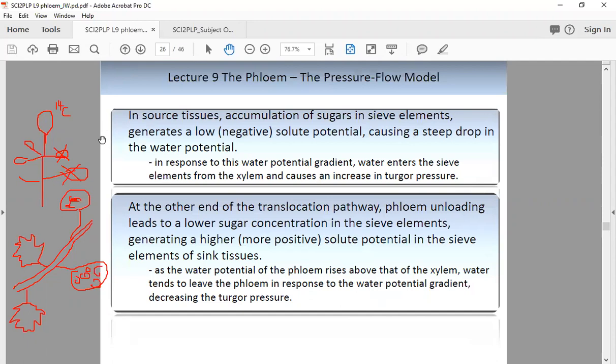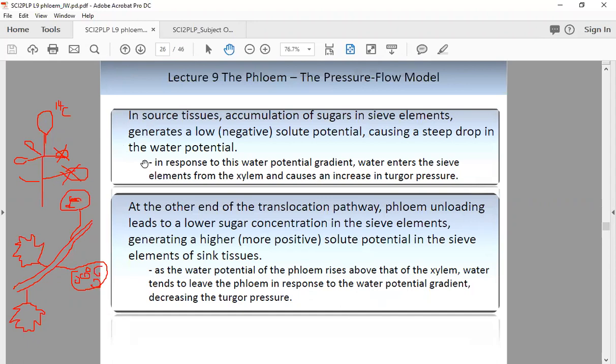So this slide and the next one are very important slides to revise going into the final exam. So in source tissues, accumulation of sugars occurs in the sieve elements. In other words, the sugars are loaded into the sieve element at the source, and this generates a low solute potential, that is a more negative solute potential.